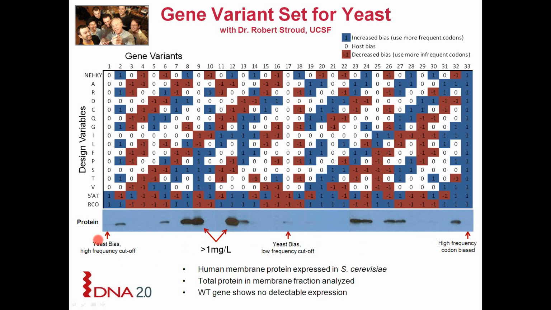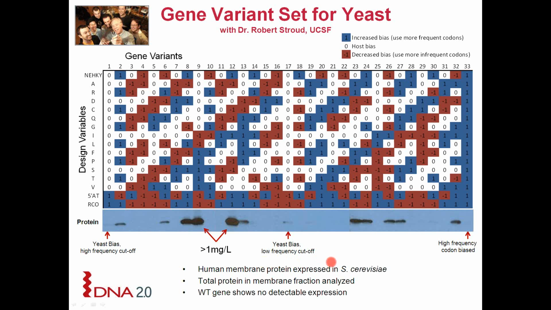And traditional optimization schemes like matching the yeast bias or biasing toward high frequency codons gave us very poor results in this case. But we did get some really strong hits that were expressing at over a mg per liter in the membrane fraction, plenty enough for them to take on to crystal structure studies. And the wild type gene, I should mention, in this case, gave no detectable expression. So they went from no expression and traditional designs giving low expression to getting something that they could take onto trials because of the sampling that we did with interlogs.